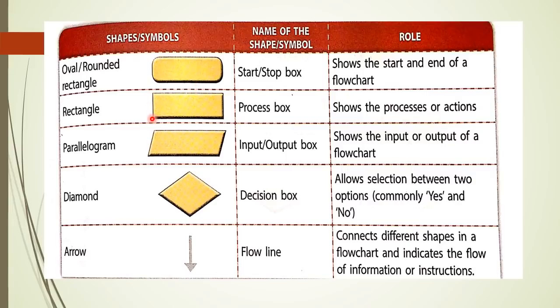To do calculations, we are using the rectangle shape. To give an input we use the parallelogram shape. To get the output also the parallelogram shape. Parallelogram shape is used for giving input and getting output. To decide various actions, the diamond shape or decision box. Okay, if you want to make decisions, you have to use diamond.